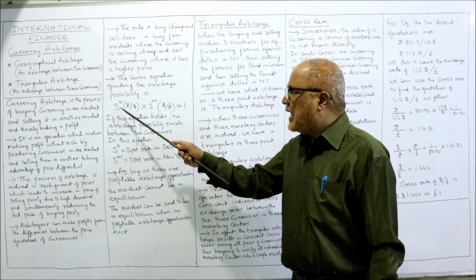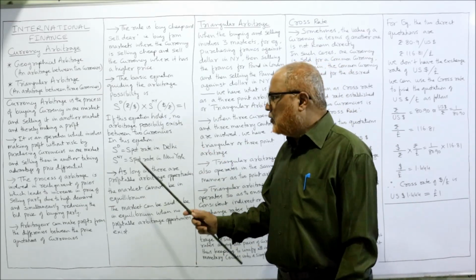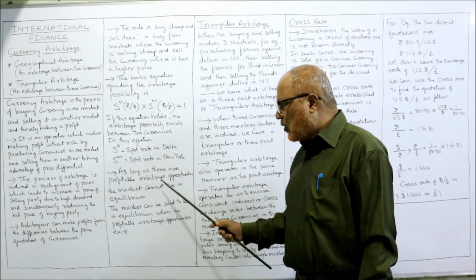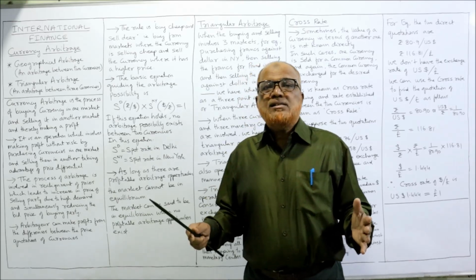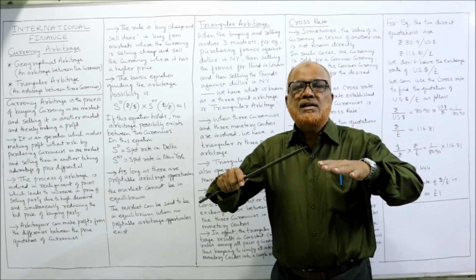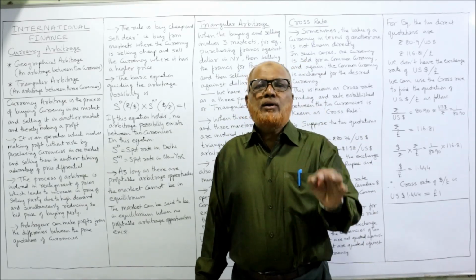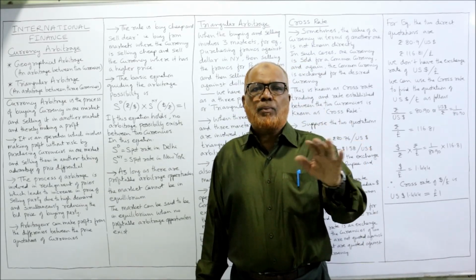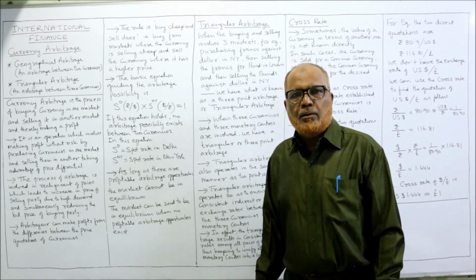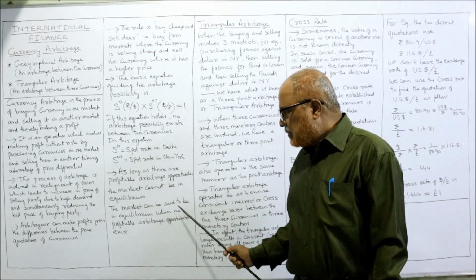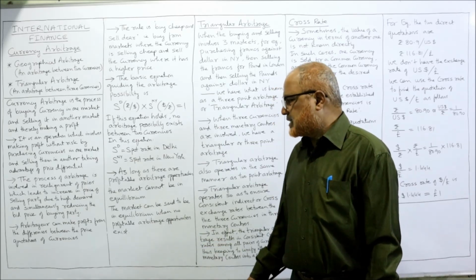So in this equation, SD stands for spot rate in Delhi, SNY spot rate in New York. As long as there are profitable arbitrage opportunities, the market cannot be in equilibrium. When can we say the market is in equilibrium? When the same price prevails in all the markets, where total demand and total supply are equal, the state is called equilibrium state. So the market cannot be said to be in equilibrium where profitable arbitrage opportunities exist.